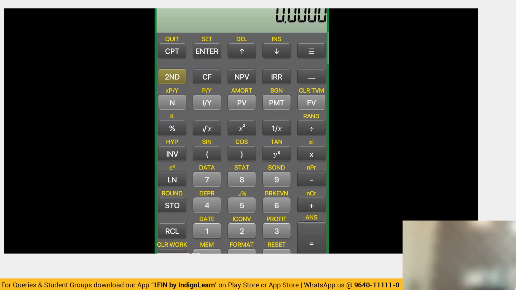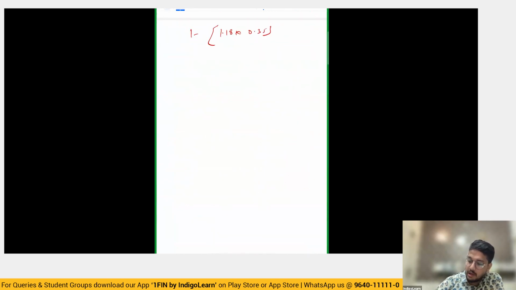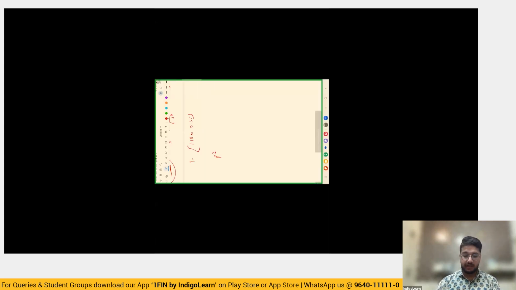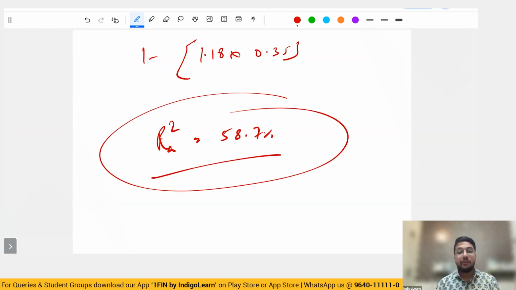Okay. And all you have to do is 1.18 into 0.35 minus plus 1.587. 0.587, essentially 58.7%. That's it. So our adjusted R square after adding four more variables is 58.7%. Now what does it mean for us?